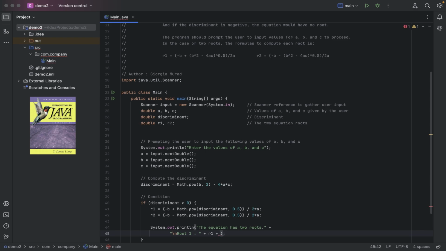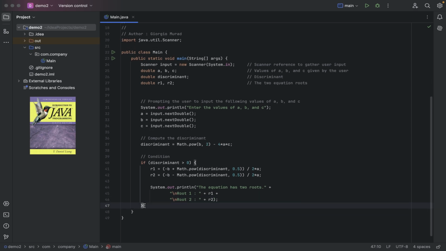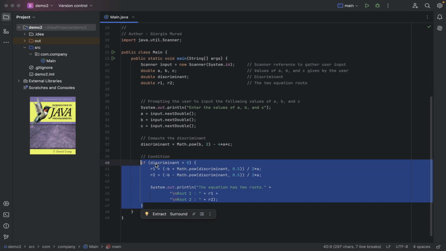Then another string, another \n, only that, and "Root 2 =" and the value of R2, like that. So this is executed if the discriminant is positive, otherwise it is not executed.